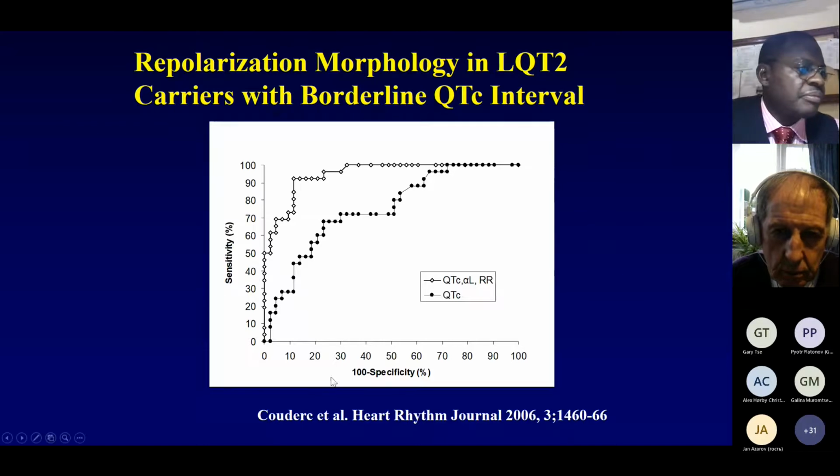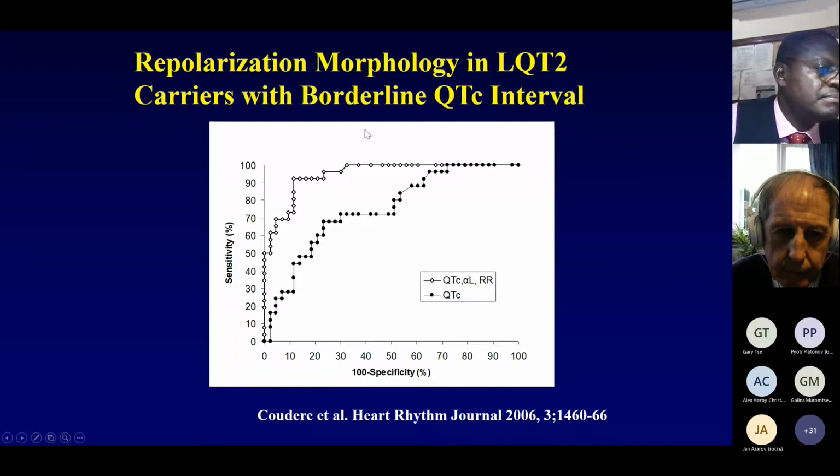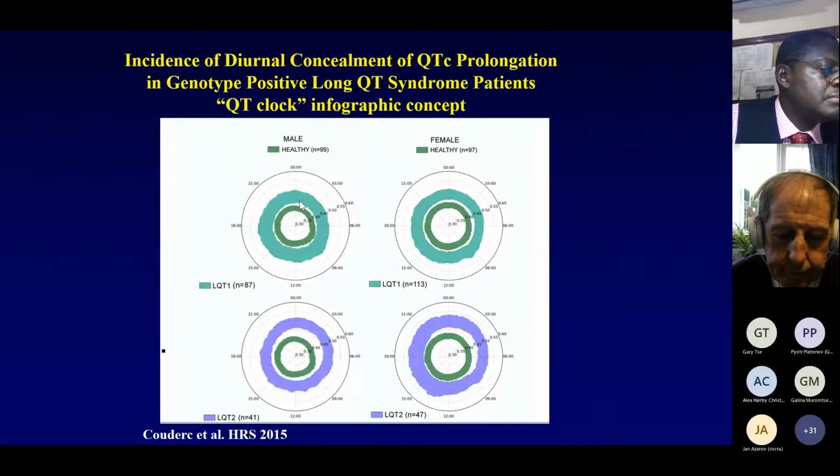And these are ROC curves. The lower one is for QTc only. And when he added QTc, the slope of the left ascending arm of the T wave, and RR in the model, he got much better prediction and proper identification of carriers with borderline QTc in comparison to non-carriers. So these kinds of approaches could be exercised automatically, but manually they could also be accomplished.